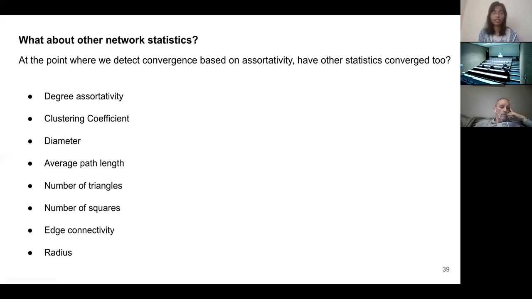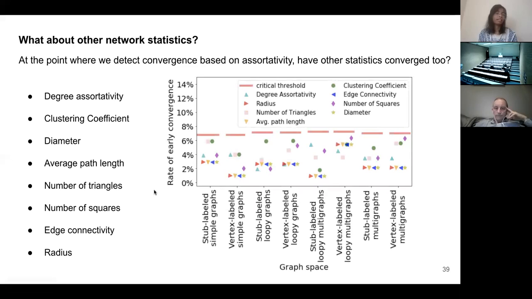to know if our method detected convergence way too early or was it accurate. So again, the same kind of plot like we saw before, except that now we're looking at all the different network statistics of interest, and we see that for all of them, our method detected convergence correctly, meaning that at the point where our method declared the convergence, all the network statistics had converged.